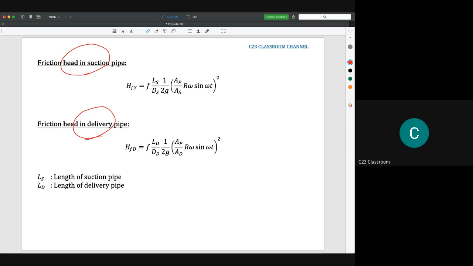For the piston pump condition, the friction head for suction is f L_s over D_s, times 1 over 2g, and its acceleration head. So you can see this equation. Then for the delivery pipe, you just use all the parameters for the delivery, which is the length of the delivery pipe and the diameter of the delivery pipe. So please remember the friction head in the suction and delivery pipe.